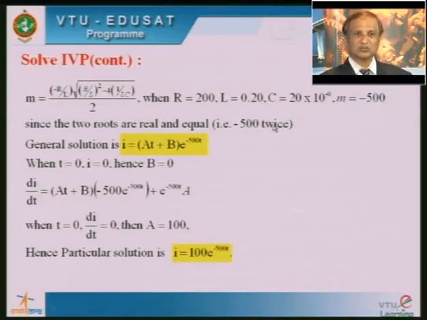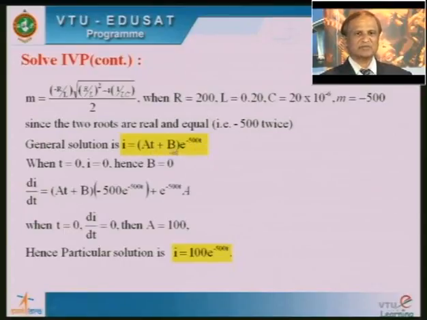How many times? 2 times, because the given equation is a second order differential equation. That's why you will get minus 500, 2 times, right? So it means we will come to know that the roots are real and equal, right? So in case of real and equal roots, how are we going to write down the solution? i is equal to (a t plus b) into e to the power minus 500 t, right?